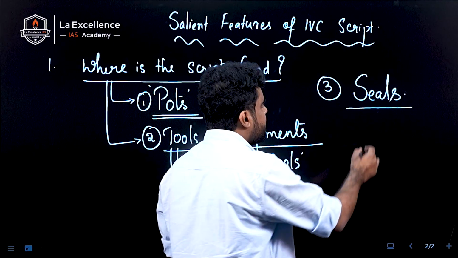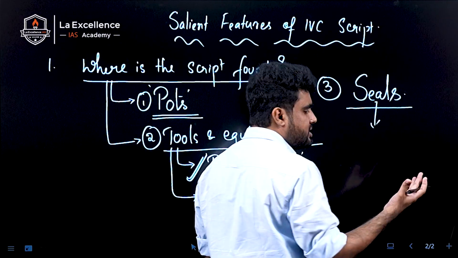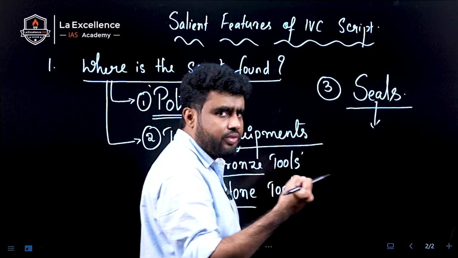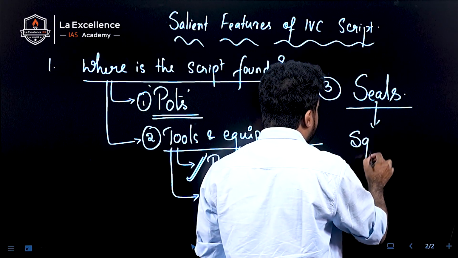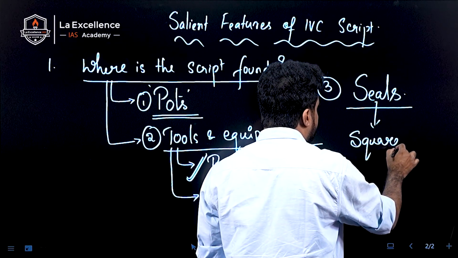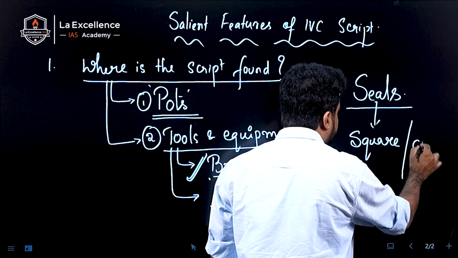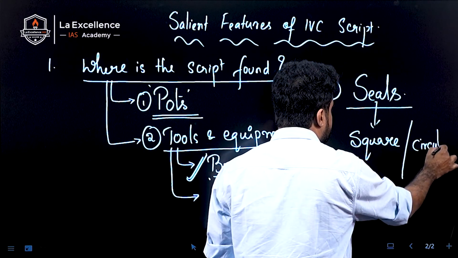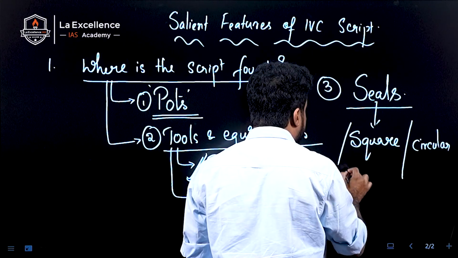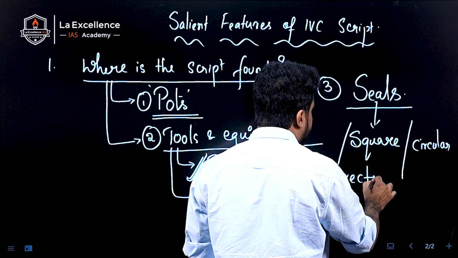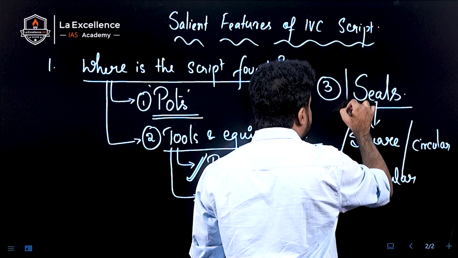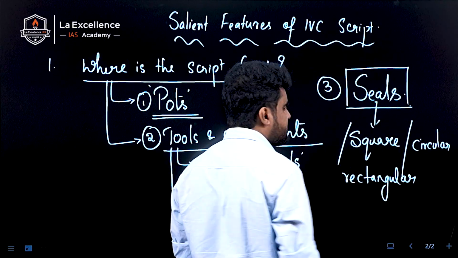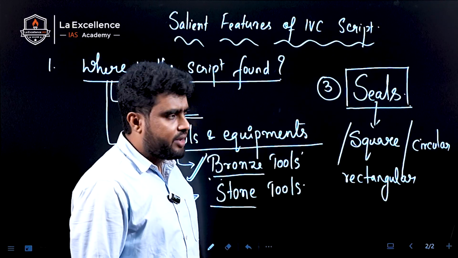Seals are handy objects. That means they will fit into the size of your hand. Mostly square shaped objects. On some occasions you will also find circular objects. Both square or rectangular or circular handy objects called seals were manufactured by IVC people.